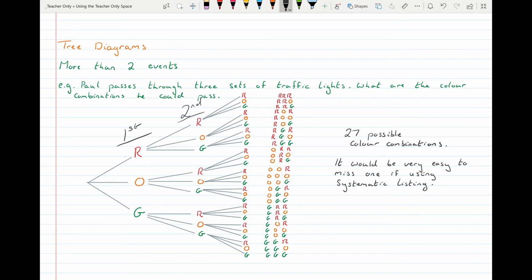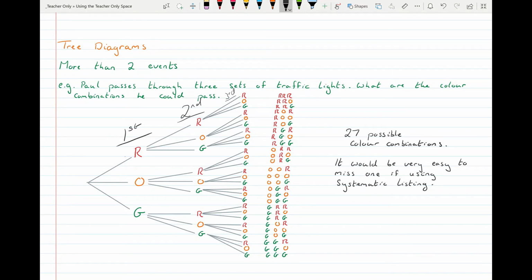Or maybe he didn't get red on the first set of traffic lights at all. Maybe he got orange on the first set and then red on the second set. Orange on the first set, orange on the second set, orange on the first set, green on the second set. Or maybe it was green on the first one, green and red, green and orange, green and green. And they're all the different possibilities for the second set, and then we threw in a third set of traffic lights.